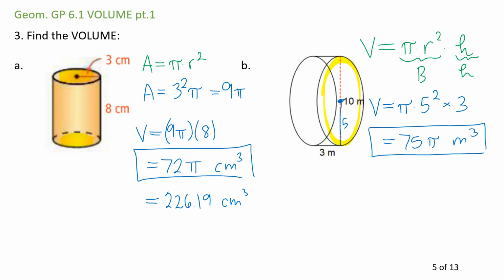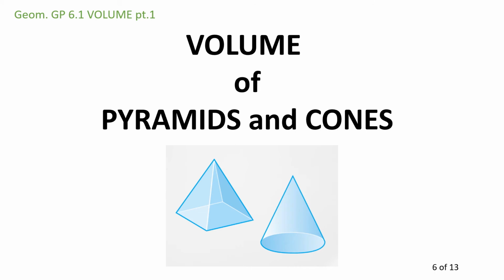And again, I'm going to find the decimal approximation for it. And that is 235.62. That is volume for any right prism where you have the same shape at the top and the bottom. Now that leads into the second type, which is a volume of anything that comes to a point, a single point that you can actually poke yourself on.